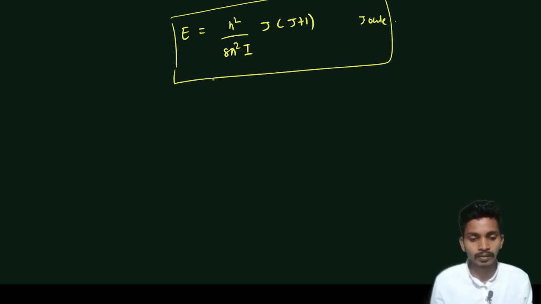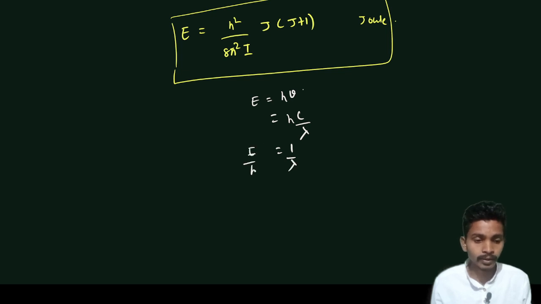For that, we have already discussed that E = hν, and we know that ν can be written as c/λ, so E = hc/λ. So E divided by hc is equal to the wave number, that is centimeter inverse. So to get centimeter inverse, we have to divide E by hc. We already discussed that in the previous class.